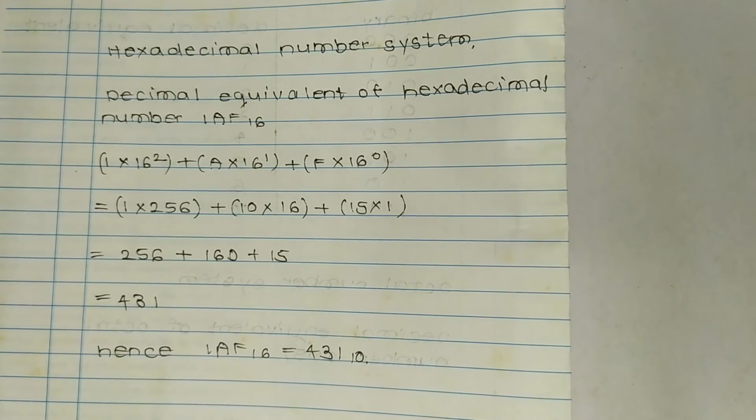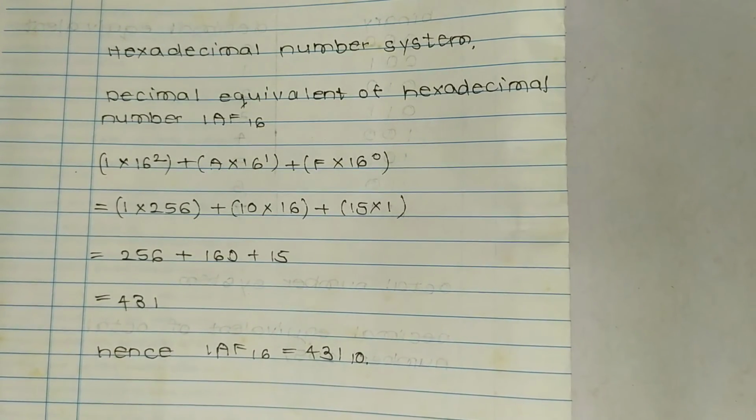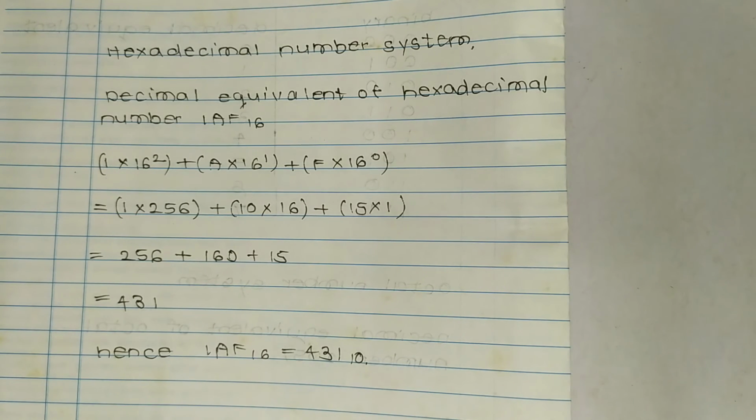Hexadecimal number system. In hexadecimal number system, the base is 16. Hence, there are 16 symbols or digits. The first 10 digits are the same as the digits of the decimal system, that is 0, 1, 2, 3, 4, 5, 6, 7, 8 and 9. And the remaining 6 digits are the symbols A, B, C, D, E and F. So in hexadecimal number system, there are a total of 16 symbols, and the base of this system is 16.